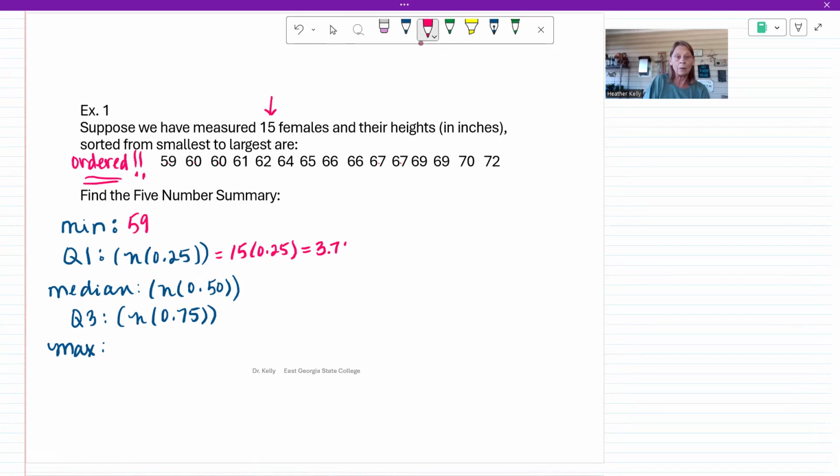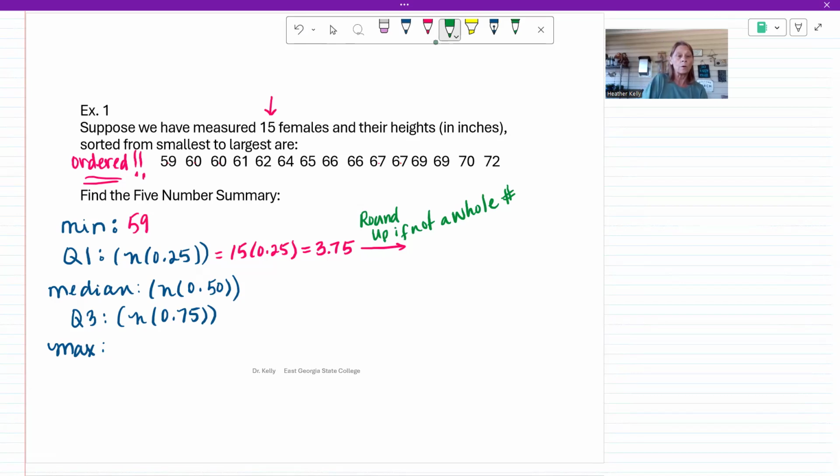3.75. Now, the thing you have to do here is you must round up all the time, no matter if you would normally round up or not. You must round up if it's not a whole number. It doesn't matter. It could be 0.1 and you're still going to round up if it's not a whole number. And that's the thing that gets everybody here. So please pay attention to that.